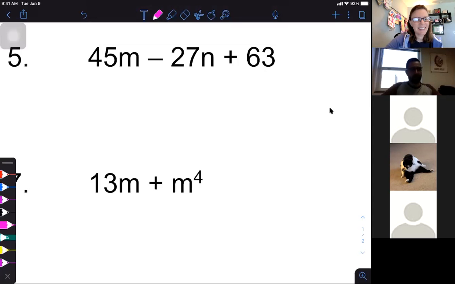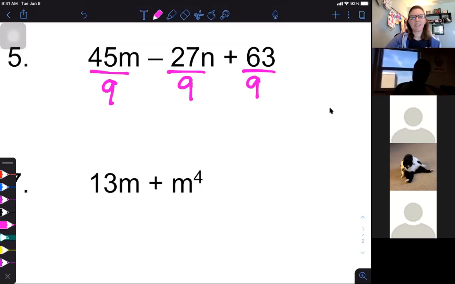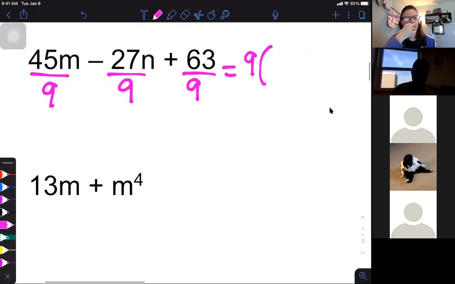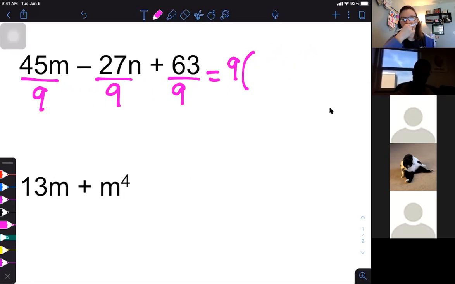Very, very good. Now, are there any variables here? Anya? No. No, good. So we take a 9 out. What's left when you take the 9 out? 5m minus 3n plus 7. Good.